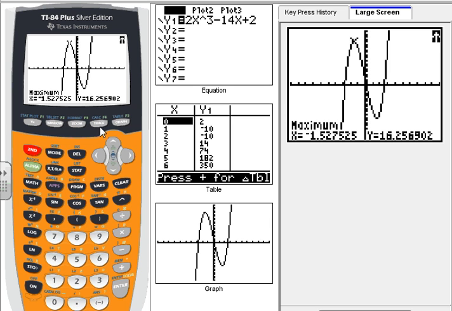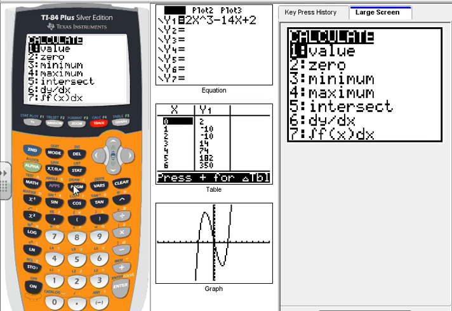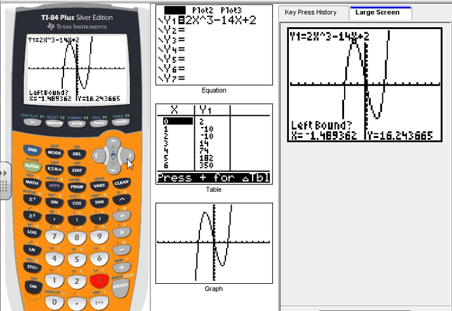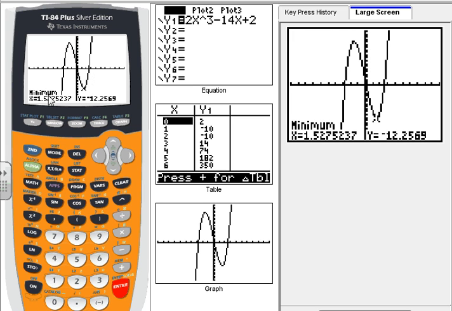We're going to do the same thing to find the minimum point, or the minimum y value on that graph. So I'm going to go again to second trace, minimum, which is number 3. Left boundary, and we're actually trying to find what this point is that my arrow is pointing to. So we're going to go just to the left of that, push enter, go just to the right of it, and push enter. I'm going to push enter again for guess, and you see that we've got the minimum value occurs at the x value 1.528. However, the actual minimum is the y value, which is negative 12.257.